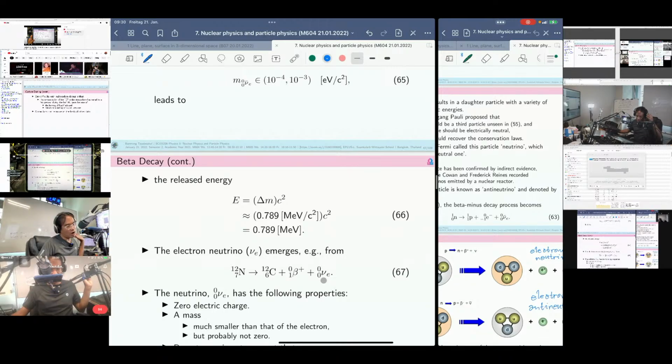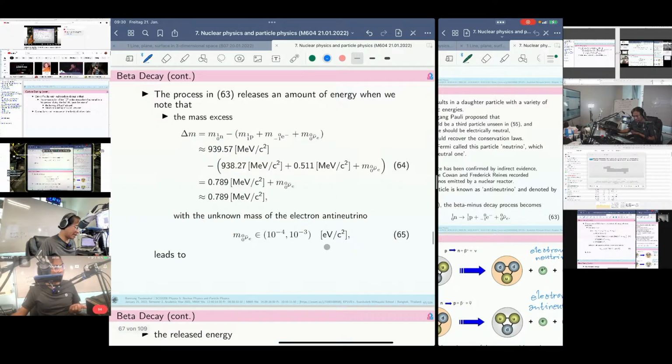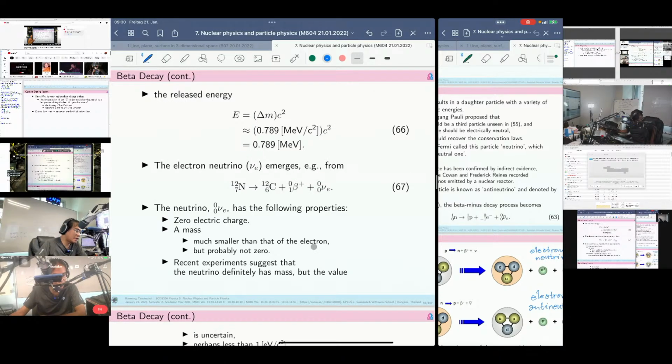The neutrino, a word that Enrico Fermi coined before, has the following properties. It has zero charge. It's neutral, there is no charge. Its mass is much smaller than the electron, 1,000 million or 100 million times less than the mass of the electron, which is very, very tiny. The mass is much smaller than the electron, but probably not zero. It's not zero, but it's beyond the ability of humans right now.